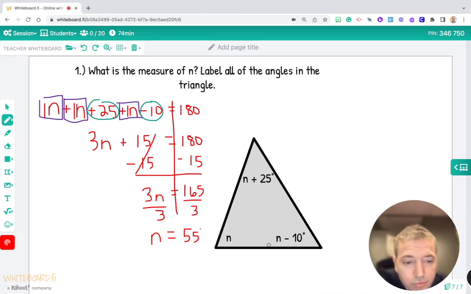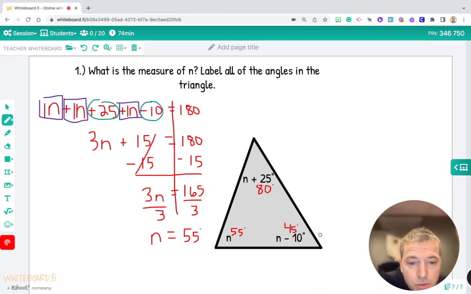Now that's not the measure of each angle, so I have to be careful on this part. I know that this n by itself is going to be 55 degrees, right? But this says n plus 25, right? So n's 55, and 55 plus 25, well, that's 80. And then this says n minus 10. Well, 55 minus 10, well, that's 45.